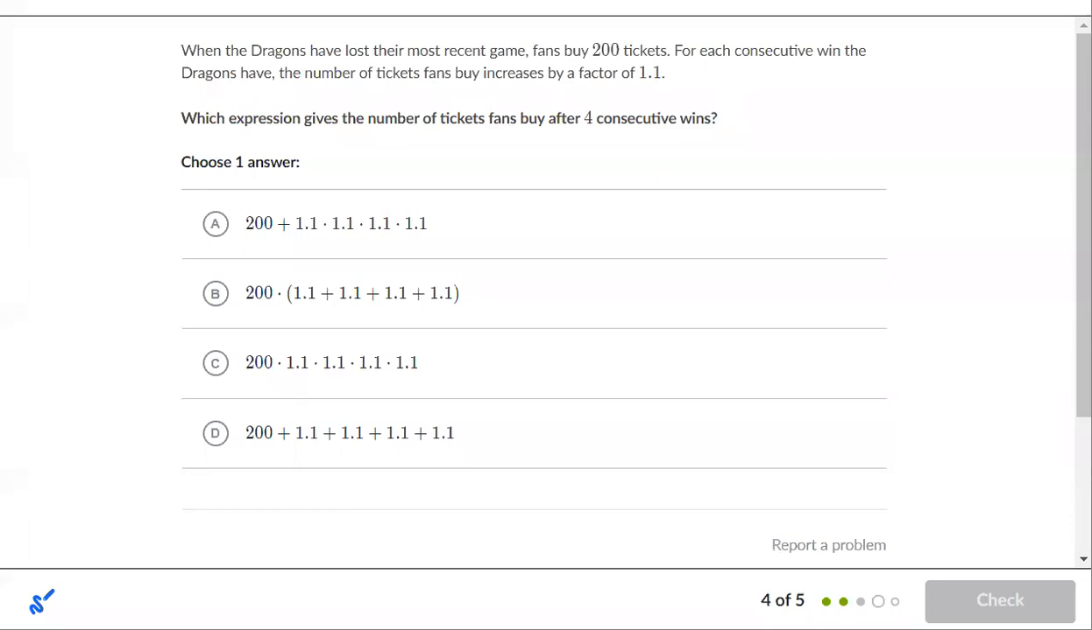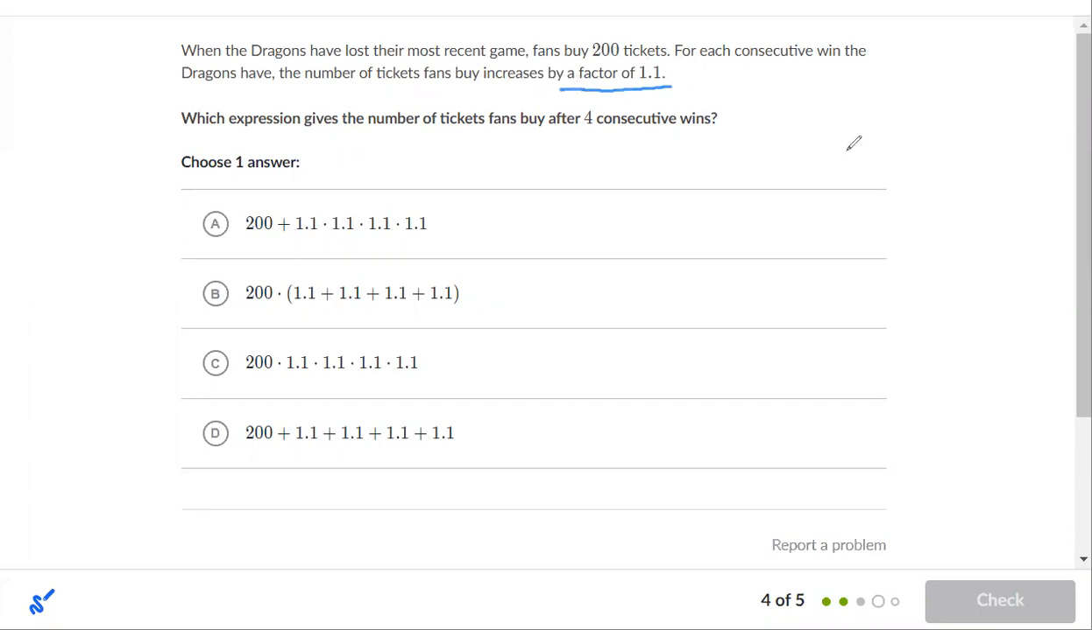Otherwise, those choices are kind of similar to each other. But it says the number of tickets fans will purchase will be a factor of 1.1. So this was the number of tickets after they lost the game. When they lost the game, they got 200 tickets from their fans. But if they are winning, the number of tickets sold will be increased by a factor of 1.1. So if you multiply this by 1.1, you will get 220 tickets.